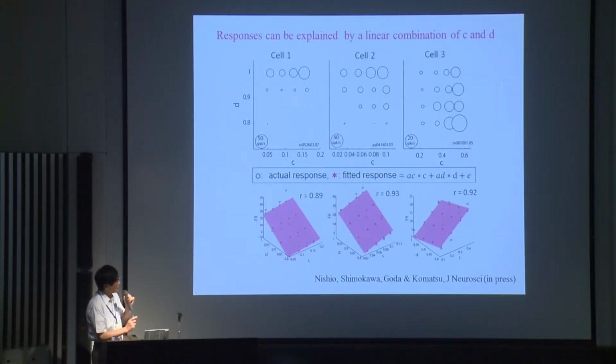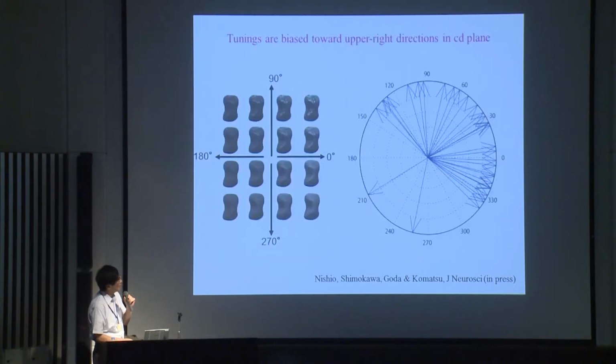And we found one interesting thing about the distribution of tuning directions. This slide shows the distribution of tuning directions of the gloss-selective neurons in the c-d plane. So there's a clear bias toward the upper right direction. Roughly speaking, this is the direction in which perceived gloss increases.